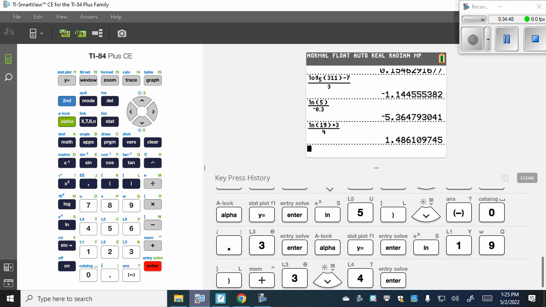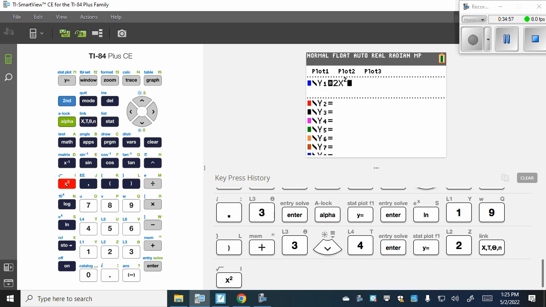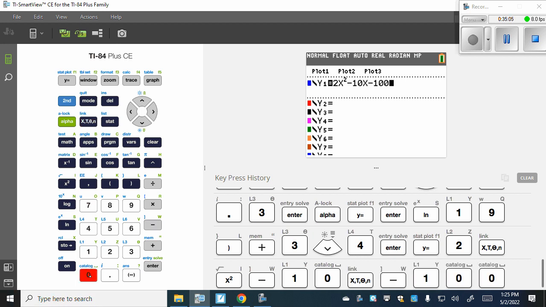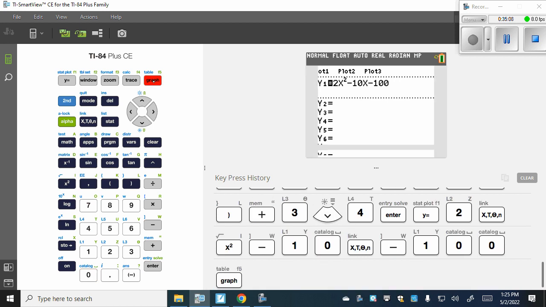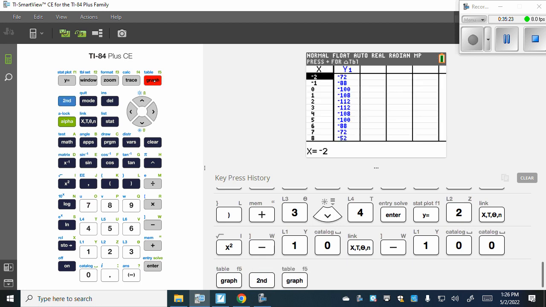Now if we graph, the graph would be a little bit easier if this comes out to be whole numbers. So what we can look at is 2x squared minus 10x minus 100. I can hit y equals, type it in, and hit graph. Because we're trying to see where it crosses the x-axis, because any spot it crosses the x-axis would be a value of x that makes the function equal 0. We do see one: -5 is a value of x that makes it equal 0.